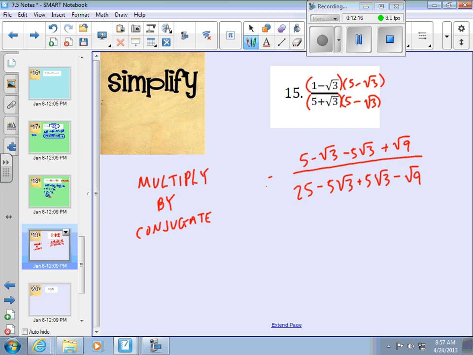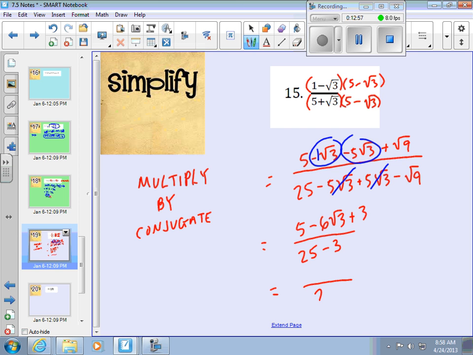Now what we do is simplify. Simplify the numerator and simplify the denominator. If we simplify the denominator, notice these terms cancel, and that will always happen when you do a conjugate. So what we end up with in the bottom is 25. And we know square root of 9 is the same as 3, so 25 minus 3. On top, these two square root of 3 terms we can add together. We got negative 1 square root of 3 and negative 5 square root of 3, so we got 5 minus 6 square roots of 3. And we also know square root of 9 is also 3. So finally, simplifying a little bit more, our final answer, we have 22 on bottom, and on top we have 8 minus 6 square roots of 3. And now we no longer have a radical in the denominator.